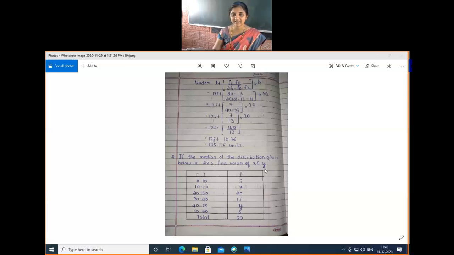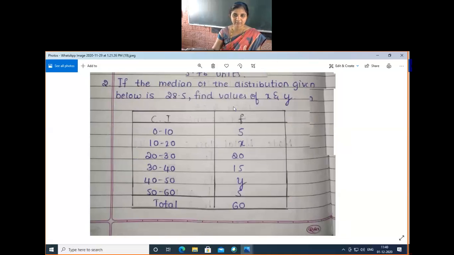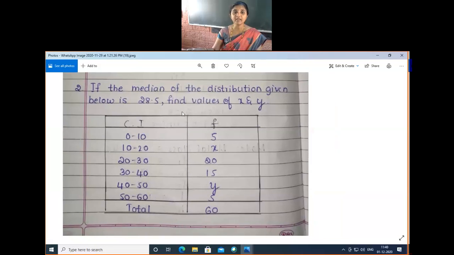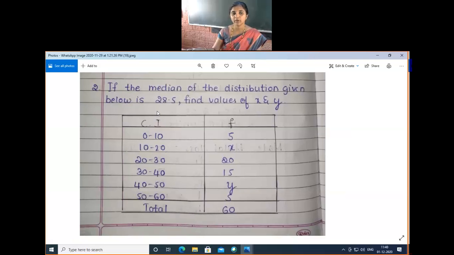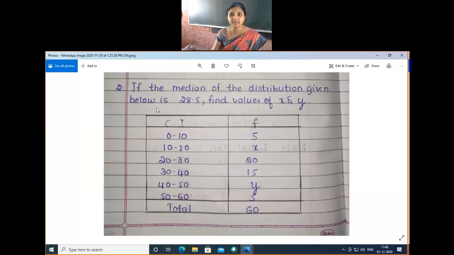See here, the second problem is like this. If the median of the distribution given below is 28.5, find the values of x and y. The median is already given in this data, that is 28.5. So we have to find the missing frequencies, x and y. Class intervals: 0 to 10, 10 to 20, 20 to 30, 30 to 40, 40 to 50, 50 to 60, and frequencies 5, x, 20, 15, y, 5.